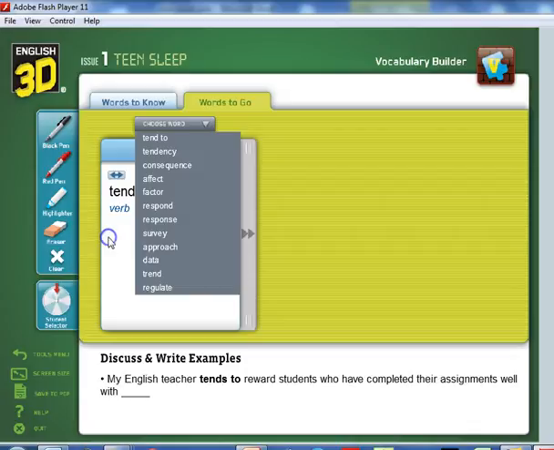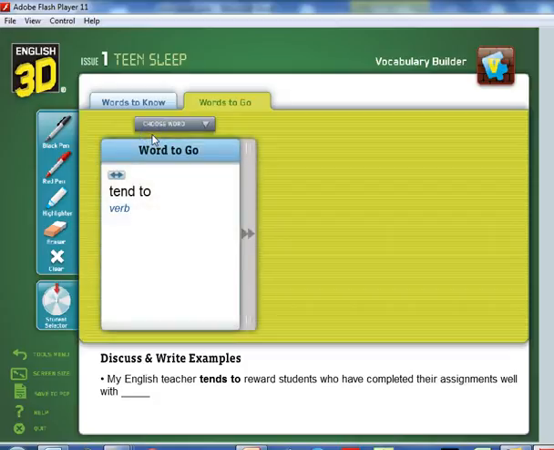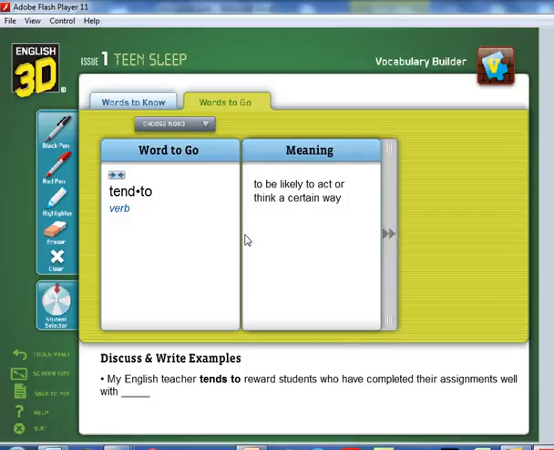Please follow along and take notes in your portfolio. Be aware that you're going to be flipping through several pages sometimes to find the next list. Tend to. Say with me. Tend to is a verb. Tend to. To be likely to act or think a certain way. Tend to. To be likely to act or think a certain way.